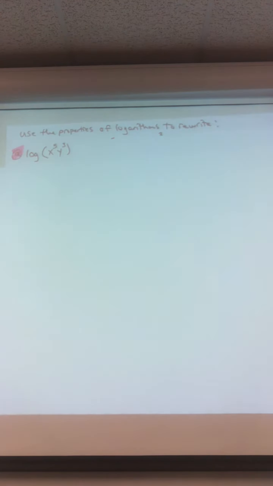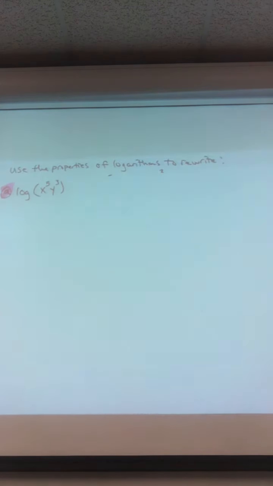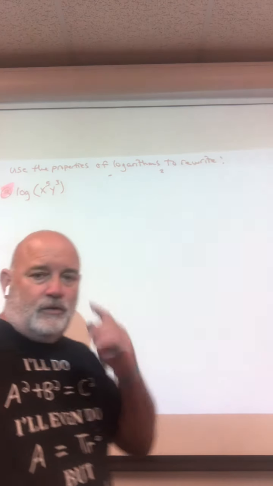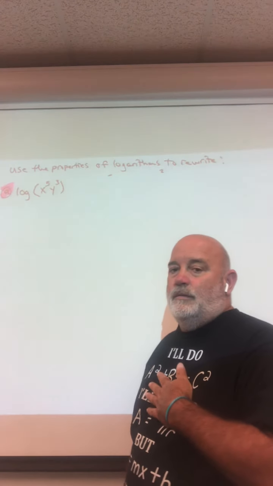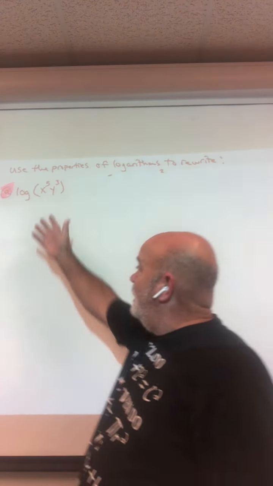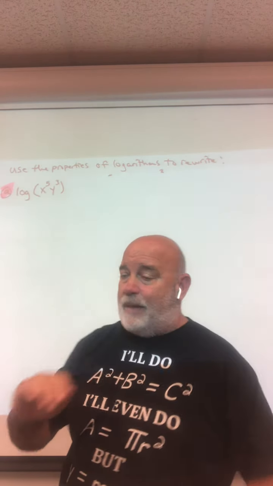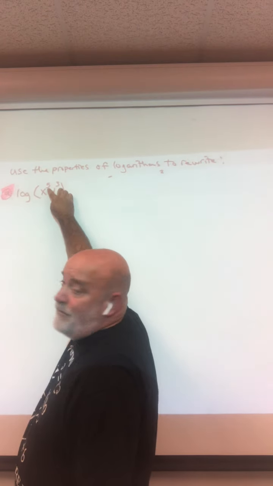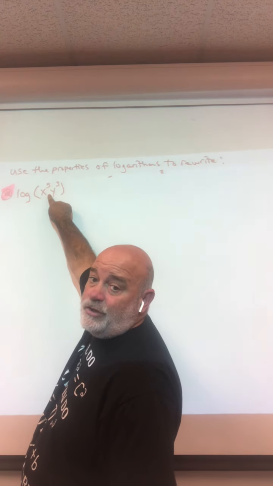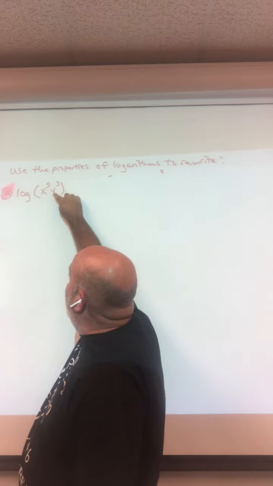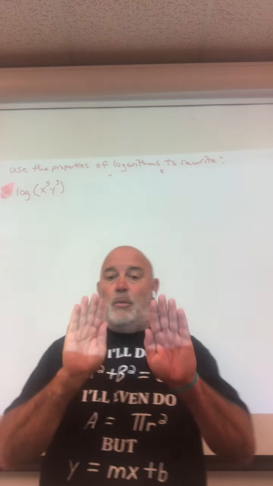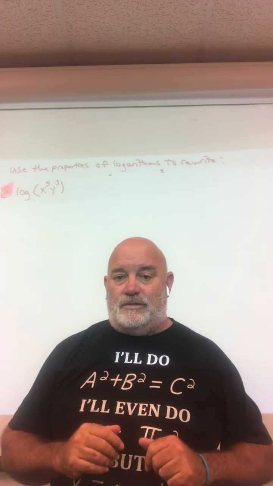Okay, so we're going to do 4 examples here. Look at this first example: the log of x to the 5th, y to the 3rd. Now, let me ask you this question first. How many logs do you see? Only 1. Now, look at what you're doing in that parentheses. X to the 5th, and then what's this understood to be? Times y to the 3rd. So you are multiplying 2 things.